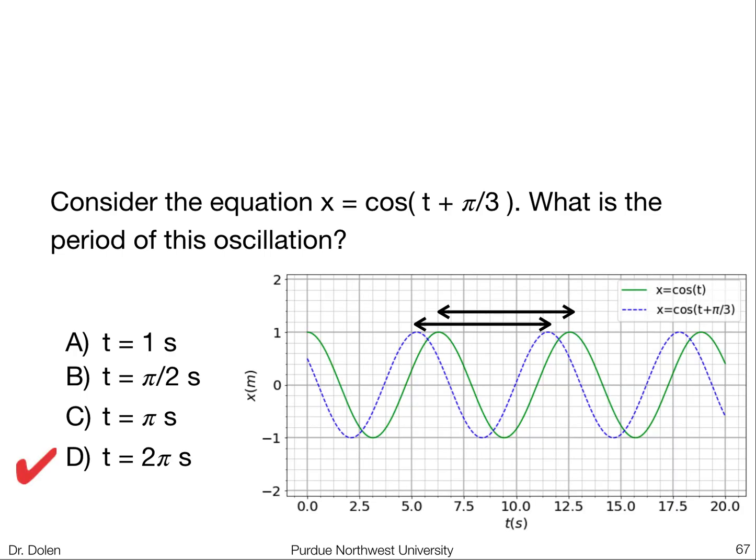Okay, and the answer here is still 2 pi. Right? So by doing this, cosine of t plus pi over 3, I did not change the period. Right? All I did was shift the function back and forth. So the green curve is x equals cosine of t, and the blue curve is x equals cosine of t plus pi over 3. And you can see I just kind of shifted the whole function to the left. Right? The blue curve is just the green curve shifted to the left. But the distance between two peaks, right, since I'm plotting the time, the distance between two peaks is the period. Okay, and so the period hasn't changed when I did this.